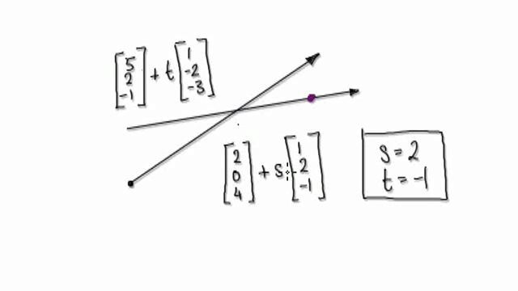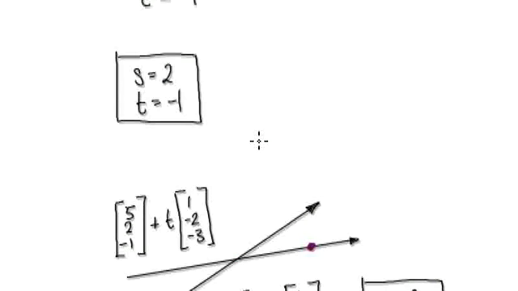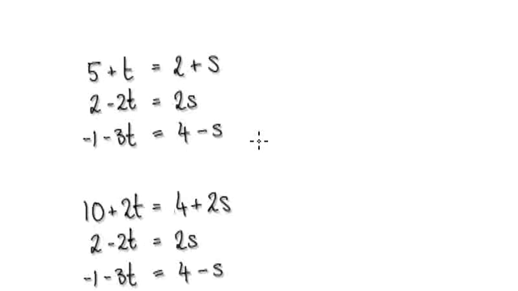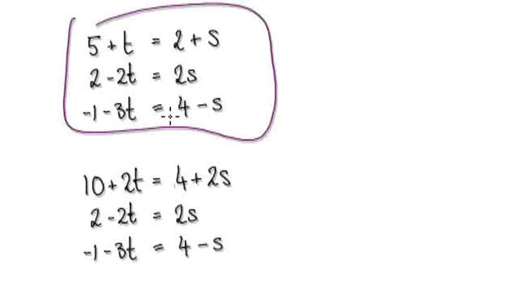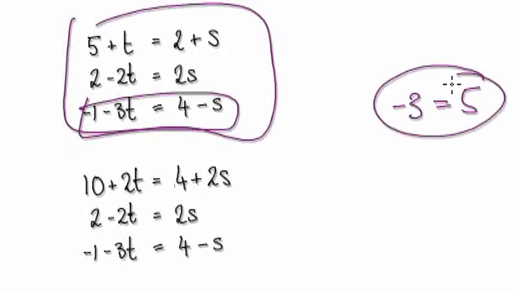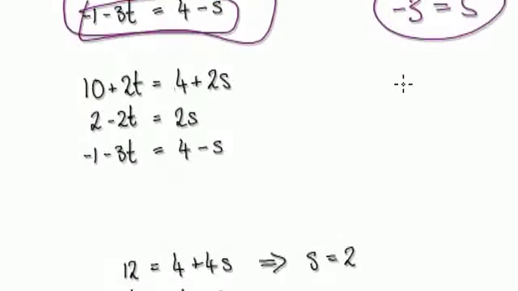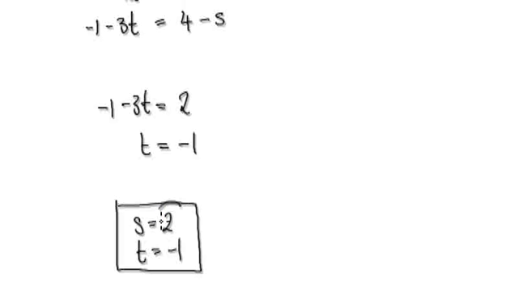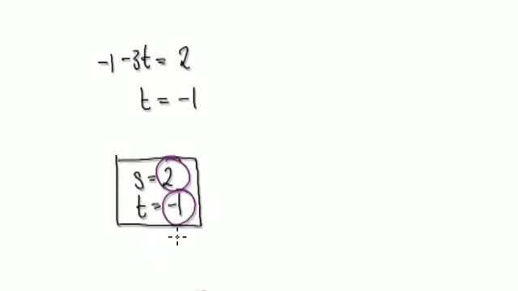If the two lines don't intersect, when you're trying to solve something like this, on your third equation, you're going to get something ridiculous like -3 equals 5. If the two lines don't intersect, you're going to get something silly like this. But if the two lines do intersect, then you're going to get something nice and neat, which is S equals 2, T equals -1. Okay?